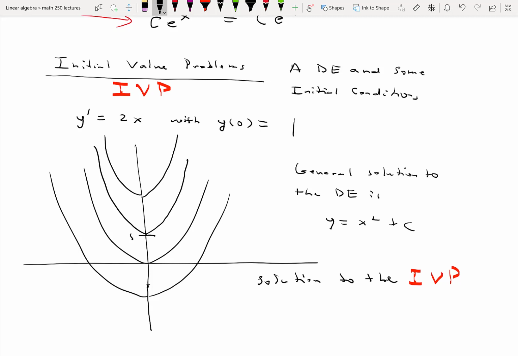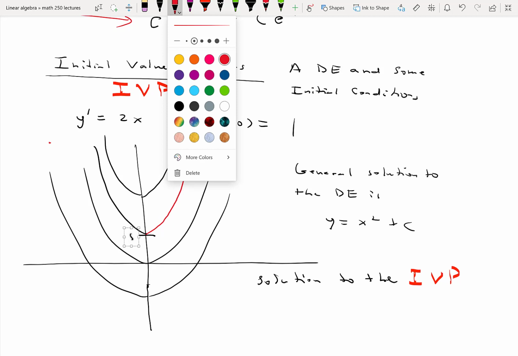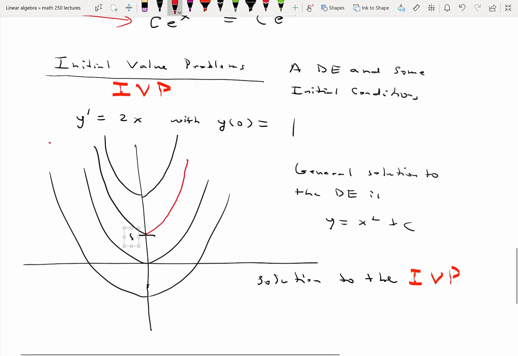So our solution is going to be the red one, as long as my surface will allow me to color the left half of this red too. It may not. Hold on. I think I'm making a mess out of this.